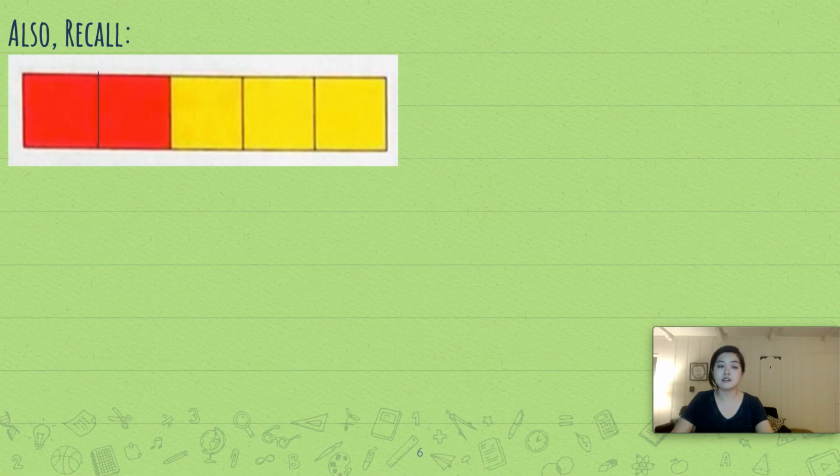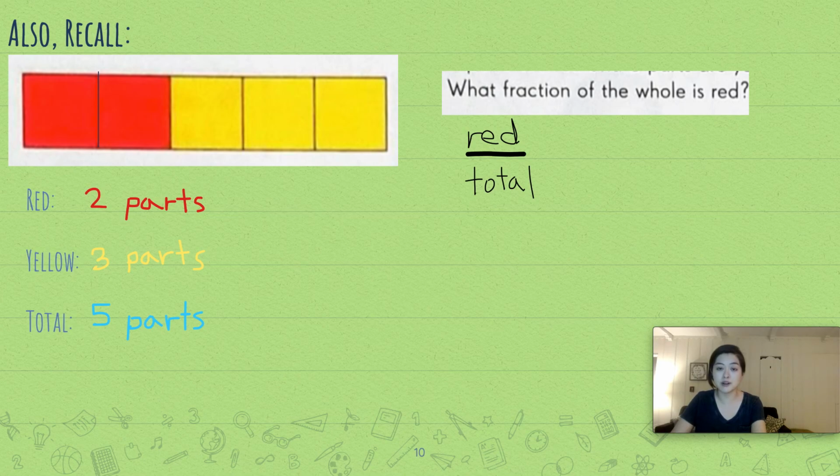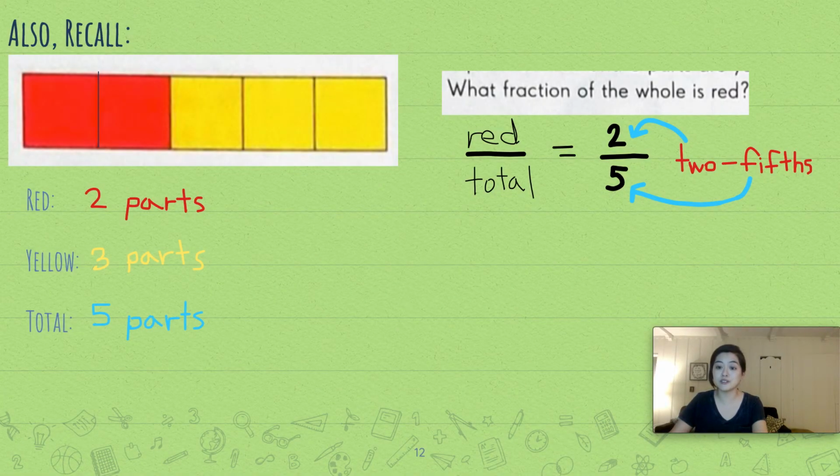Also recall how to say the fraction of parts. So there are 2 red parts, there are 3 yellow parts, and there are 5 total parts. To say a fraction of the red part, we want to put the red parts at the top and the total at the bottom. Always we put the total number of parts at the bottom, so that would be 2 at the top and 5 at the bottom, and we say it as 2/5, right?